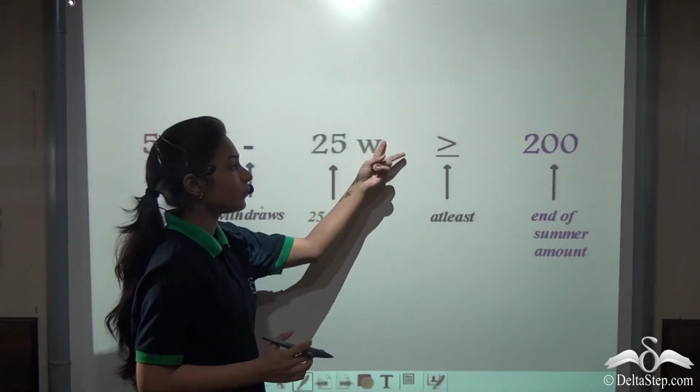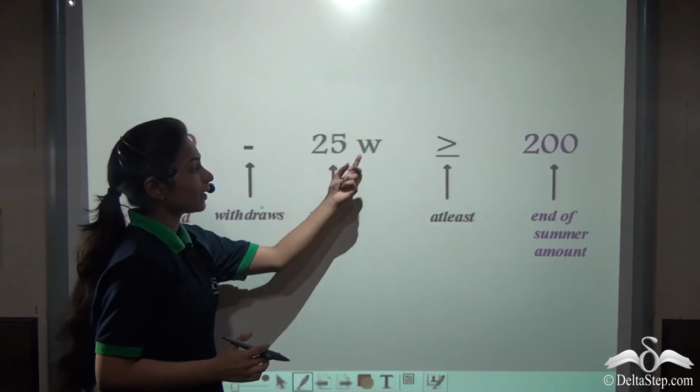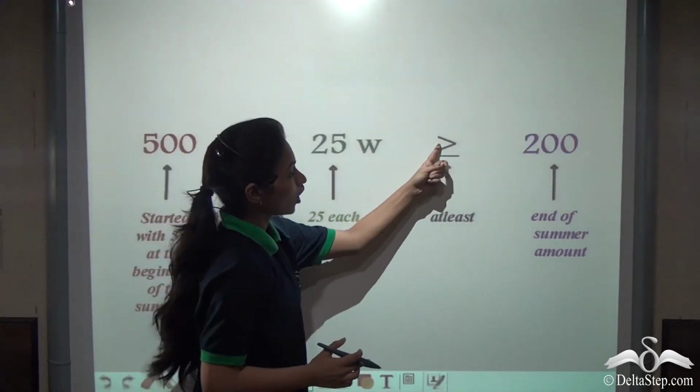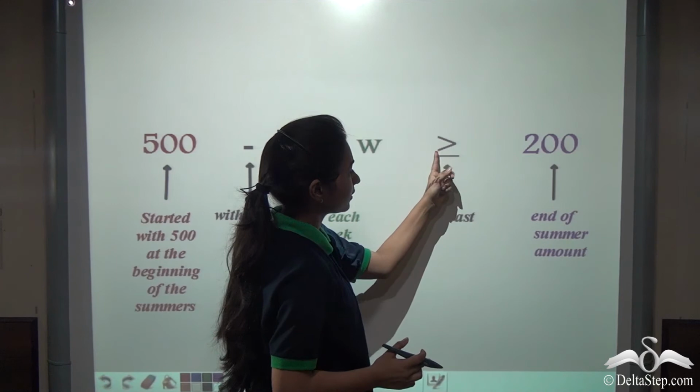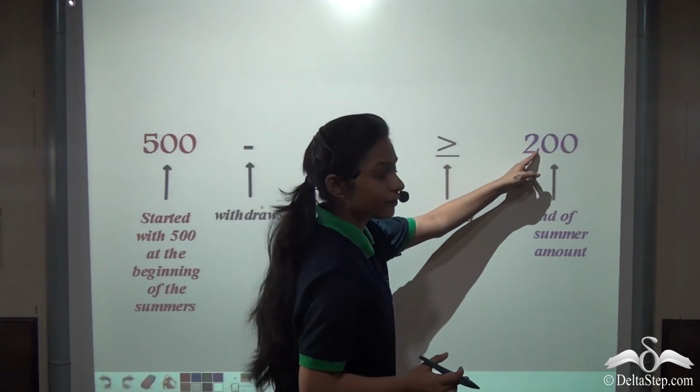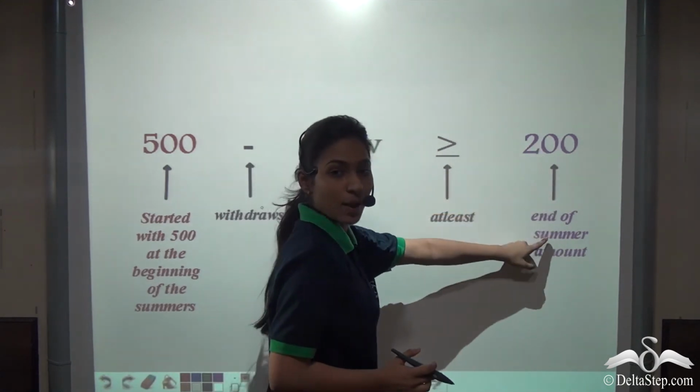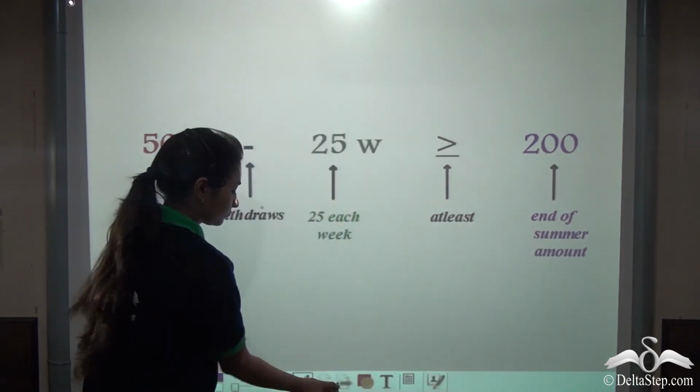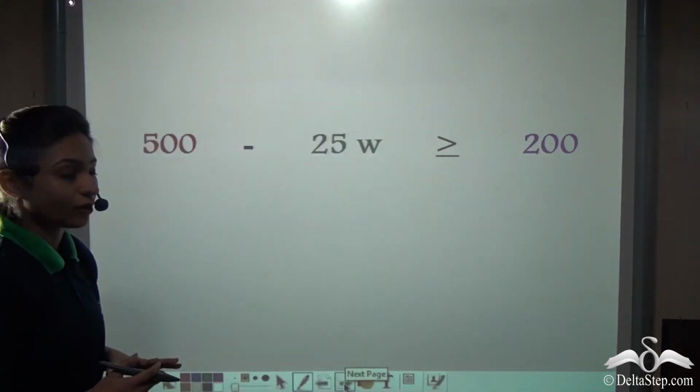We do not know how many weeks he can withdraw money. So we are taking the variable as W. Now, "at least" is defined by greater than or equal to, and 200, he wants to have at least 200 in his bank account at the end of summers. Now let us solve for W.